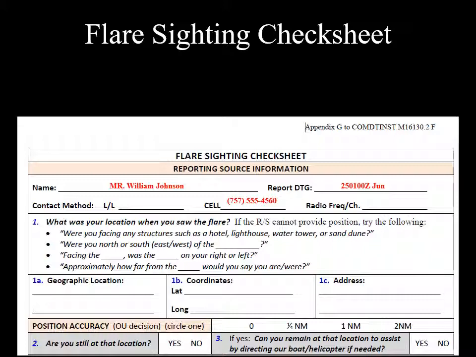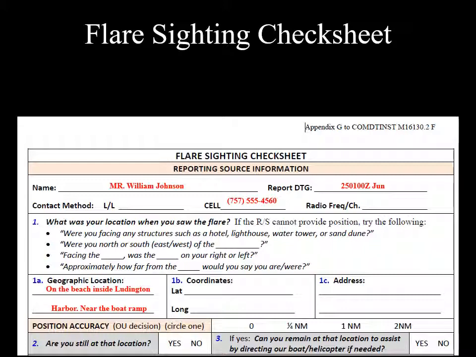Next, we need to determine where they were when the reporting source saw the flare. If they are able to provide a GPS position, that is best. But often, the person making that report is not able to do so. We may need to determine their position from a geographic reference or an address. For our example, our reporting source provided us with a geographic location.